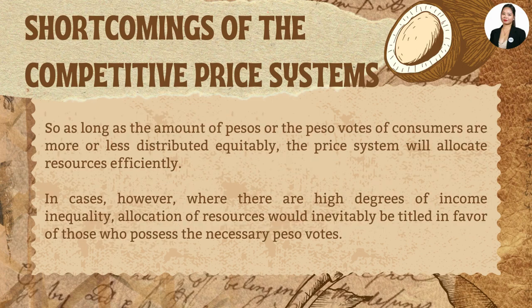Shortcomings of the competitive price system. As long as the amount of pesos, or the peso votes, of consumers are more or less distributed equitably, the price system will allocate resources efficiently. In cases, however, where there are high degrees of income inequality, allocation of resources would inevitably be tilted in favor of those who possess the necessary peso votes.